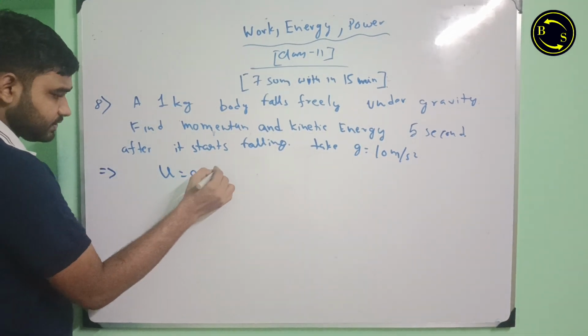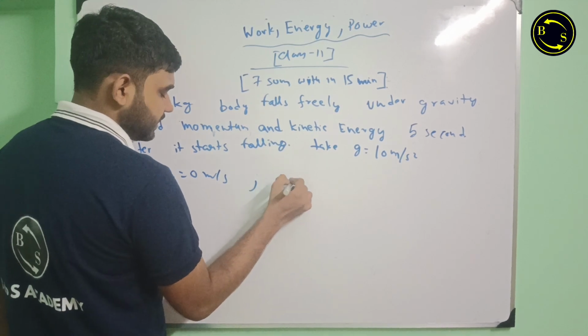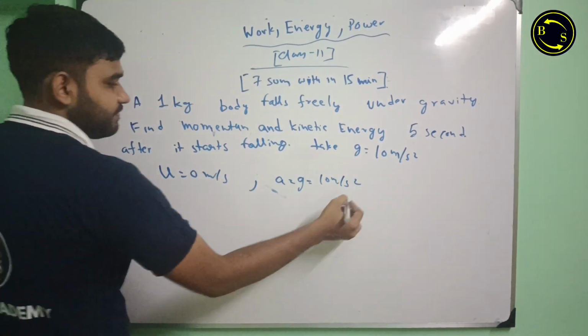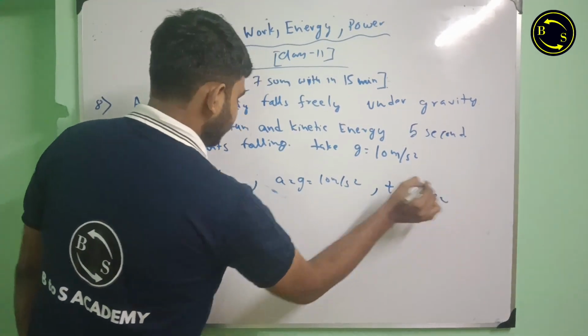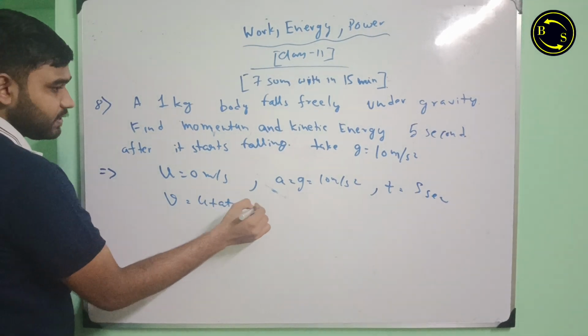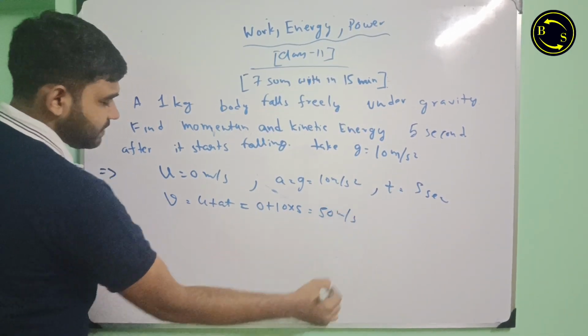Initial velocity 0 meter per second. What is the value of acceleration? Acceleration a is equal to g, 10 meter per second square. What is the value of t? t is equal to 5 seconds. Then the final velocity v is equal to u plus at, 0 plus 10 into 5, which gives us 50 meter per second.